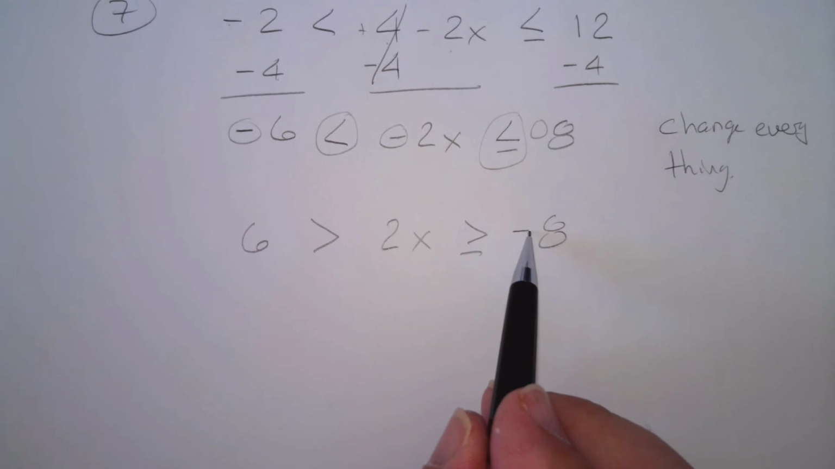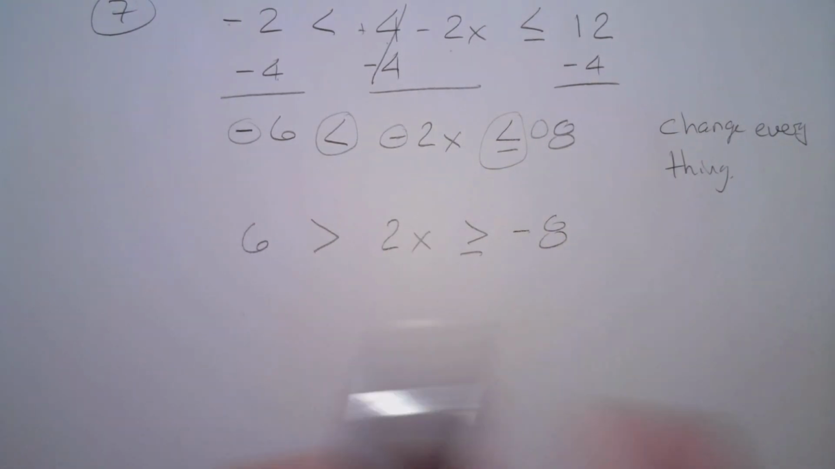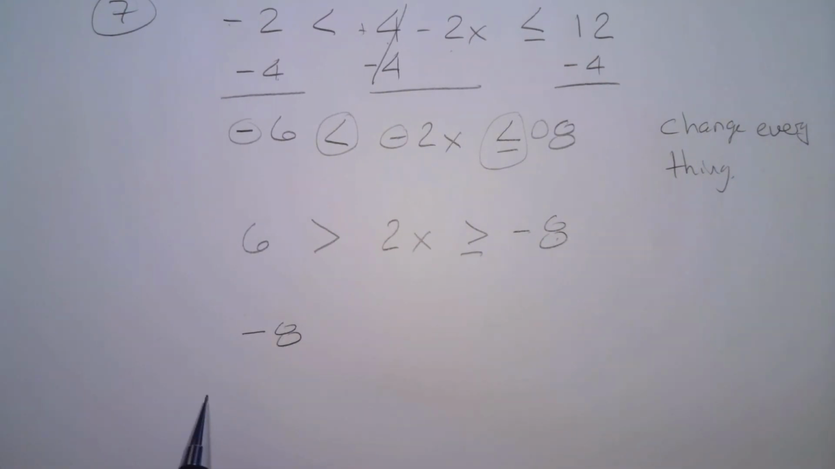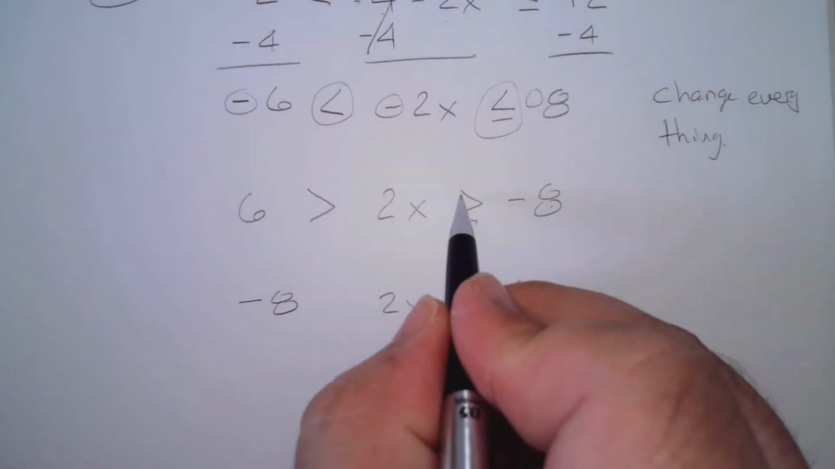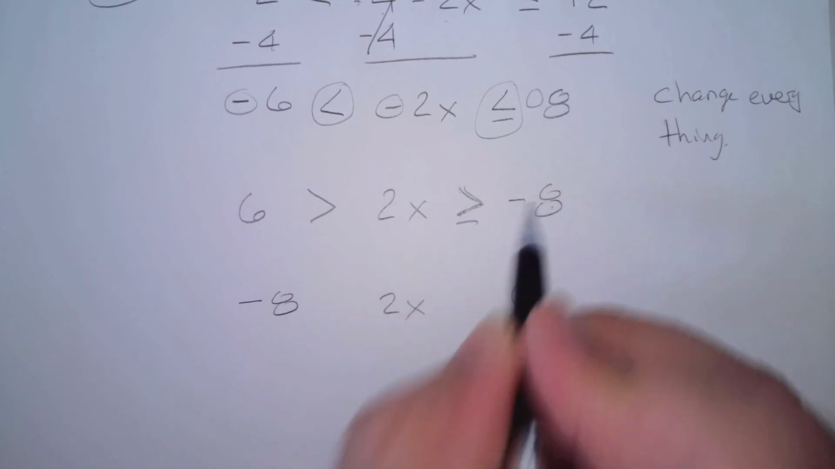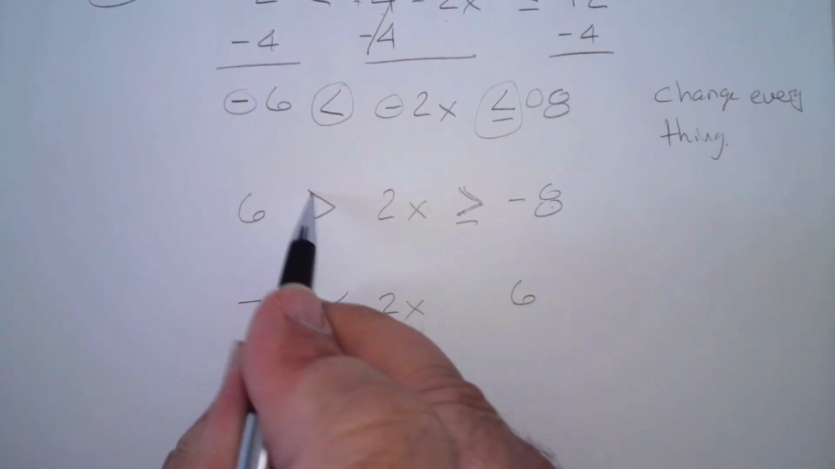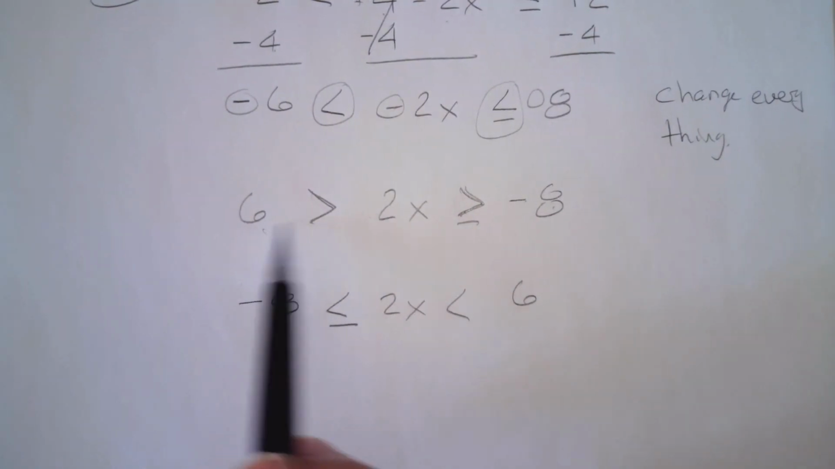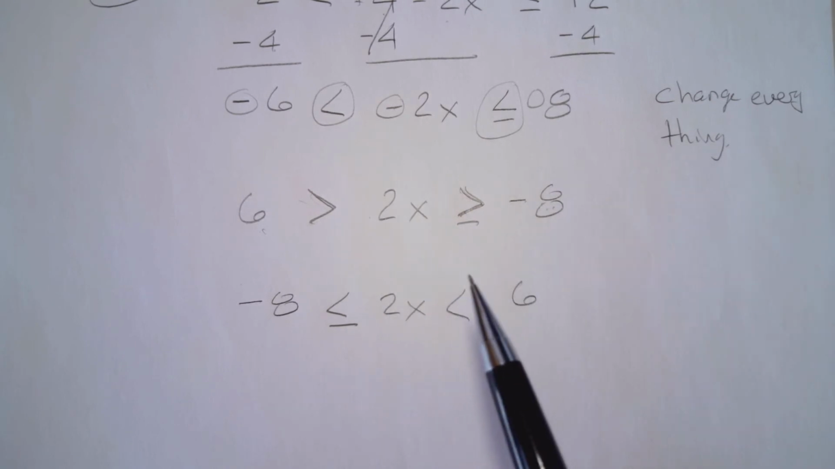But we don't want negatives on the right, positives on the left. So let's just move this one. We want this one over here. The 2x stays in the middle, and this one put over here. It has to point to the negative 8. And it has to point to the 2. So between the 6 and the 2 has to point to the 2. Between the 8 and the 2 has to point to the 8.